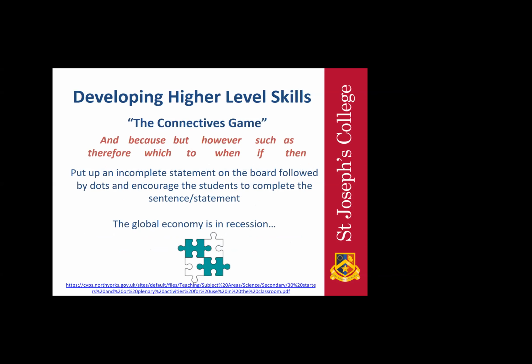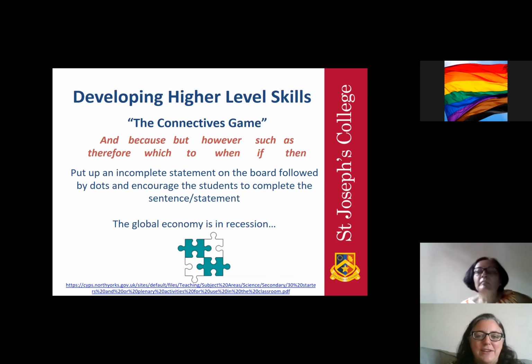Another one, which also requires thinking and might make them think much more about connections as well, is this idea of the connectives game. So we know from our language learning that connectives are words such as and, because, but, however, such, you get the idea. I'm sure many of you speak multiple languages, so you will have a much more developed idea of language learning. You can use a game where you put up a statement, and then the students have to finish the statement using a connective and then finishing it off.